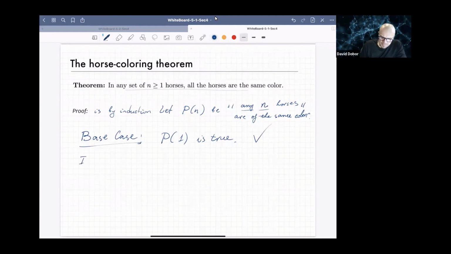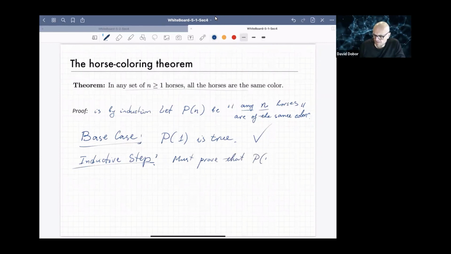The inductive step. What do I need to prove? We're just following the template. Everybody knows inductive proofs by now. We've done several examples, and we'll do even more next time. So what should I prove? I must prove that P of k implies P of k plus 1, right? That's just following the template. I looked at my cheat sheet, and that's the next step.